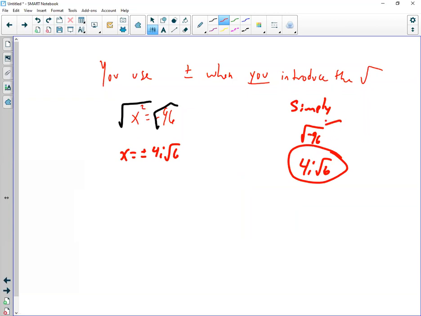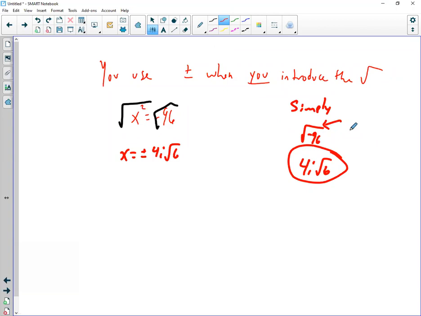In this question, the radical was given to you. In this question, you put the radical into that answer. So if you introduce the radical, you have to have the plus or minus. If the question introduces the radical, no need for plus or minus. Very good question. Does anyone else have any questions on anything so far?